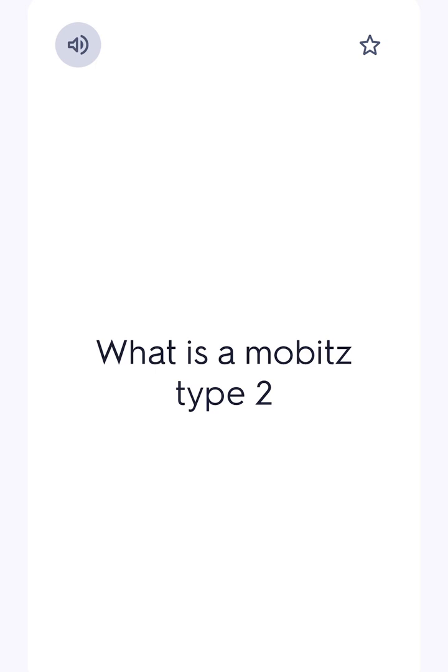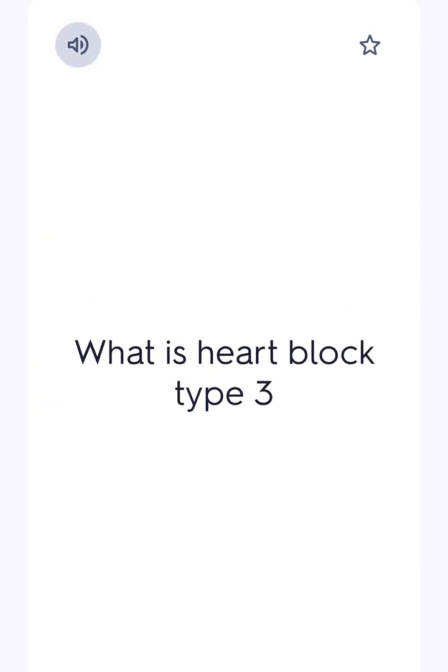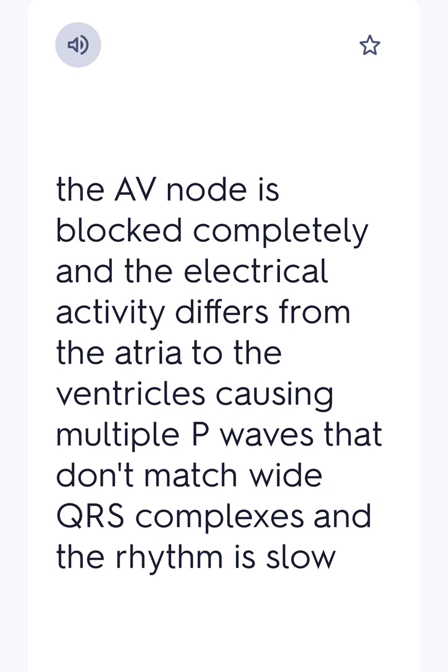What is heart block type 2? The AV node is blocked and the heart rate's low, and the AV node will only allow an impulse to go through some of the time. This causes more P waves than QRS complexes. What is heart block type 3? The AV node is blocked completely and the electrical activity differs from the atria to the ventricles, causing multiple P waves that don't match wide QRS complexes, and the rhythm is slow.